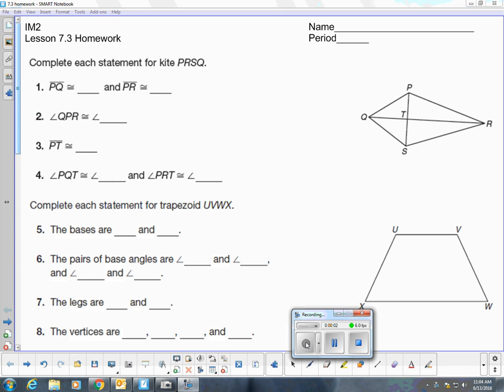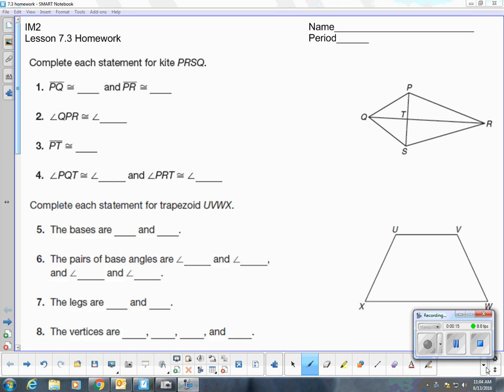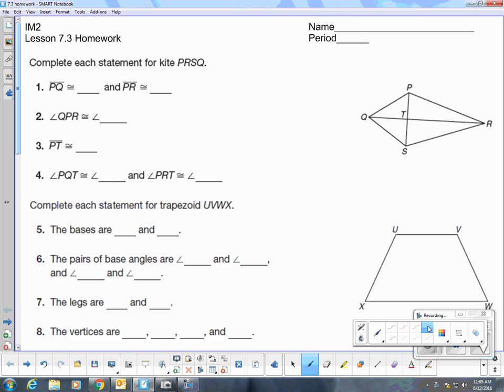Lesson 3 is about trapezoids and kites. We're going to start with number 2 and number 4, which shows a diagram of a kite.